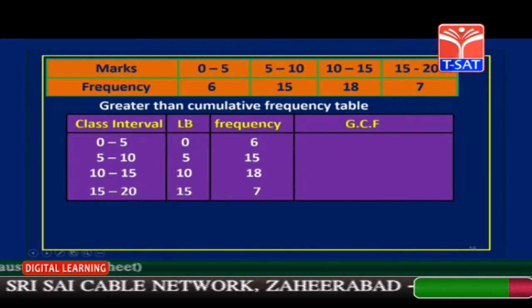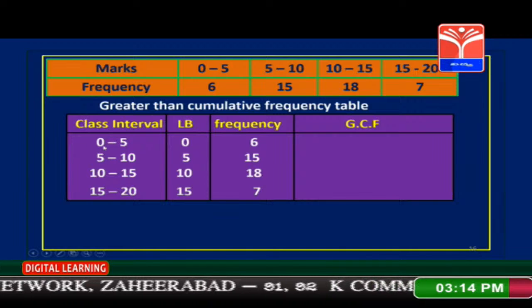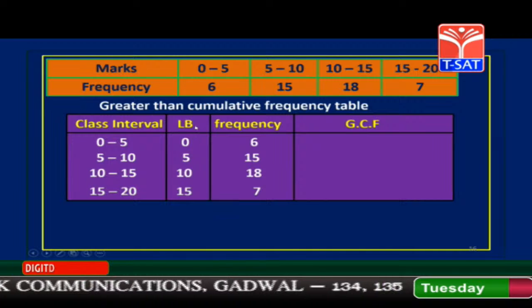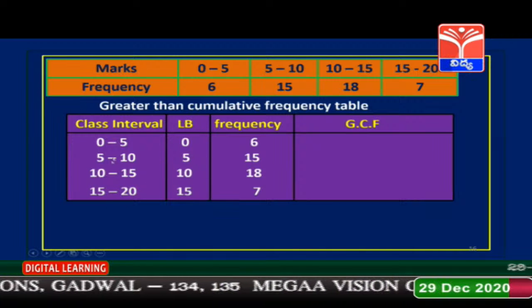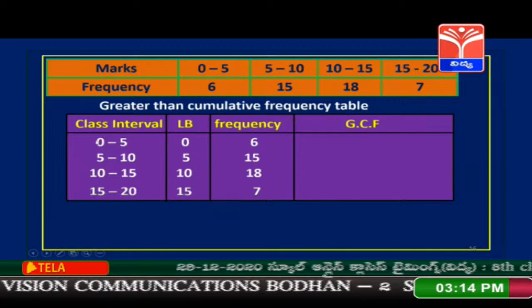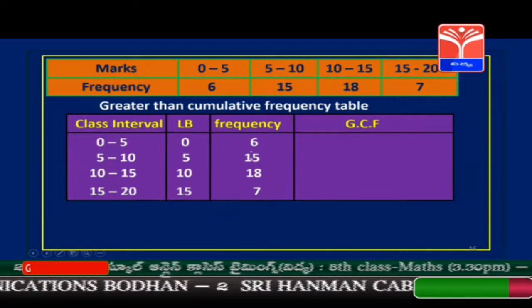Now we have to find lower boundaries. So what is the lower boundary? 0 here, 5, next 10, next 15. So what I am doing here, I am finding the lower boundaries. Why I am taking the same values here? As the classes are exclusive, boundaries and limits are the same. Now these are the frequencies.